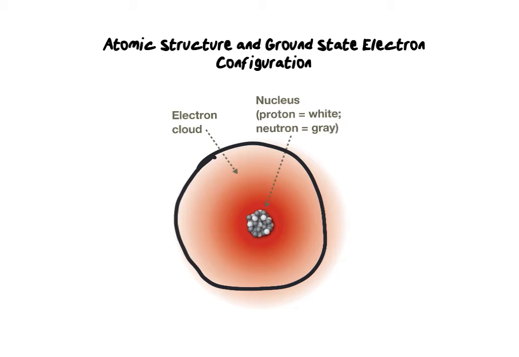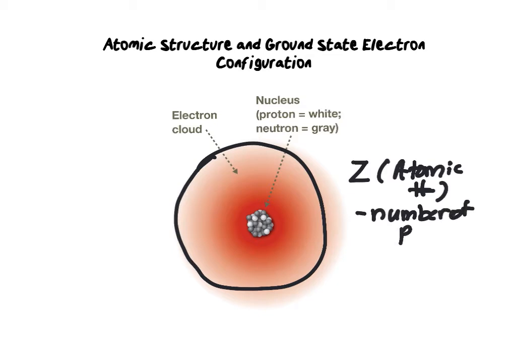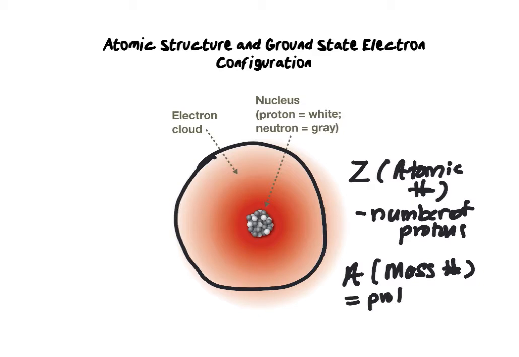An atom is described by its atomic number, which is the Z number, which is the number of protons it contains, and by the A number, which is known as the mass number, which is the number of protons plus neutrons. All the atoms of a given element have the same atomic number.